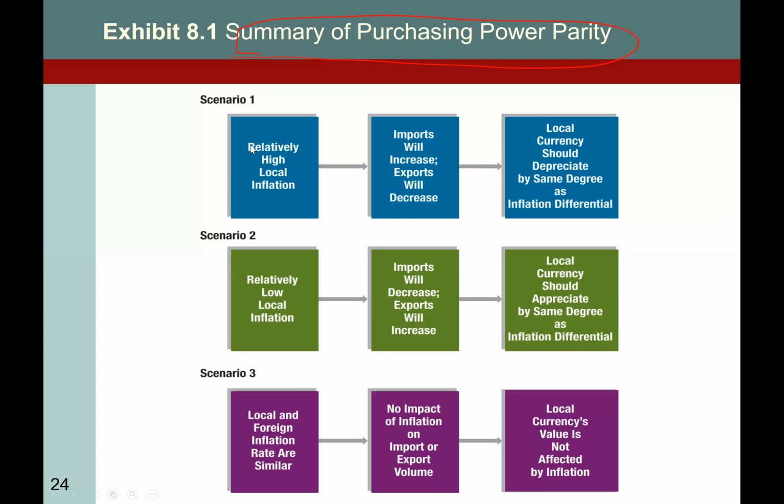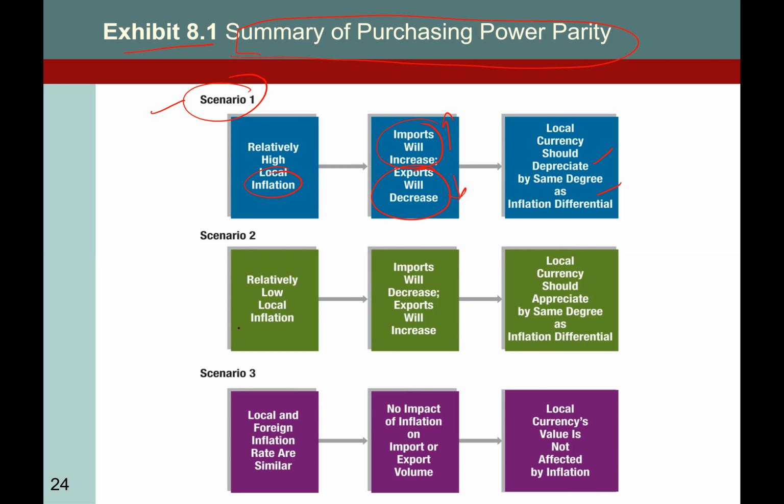Okay, class, welcome back after a short break. So here, this Exhibit 8.1 tells us about the summary of purchasing power parity. When you have relatively high local inflation, it means your local currency, or your home currency, will depreciate. When it depreciates, imports will be higher and exports will decrease. So the local currency should depreciate by some degree as per the inflation differential.